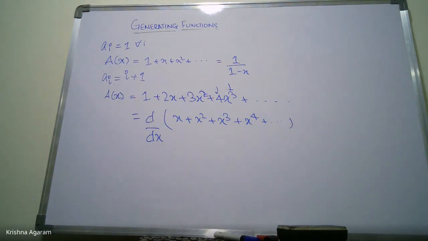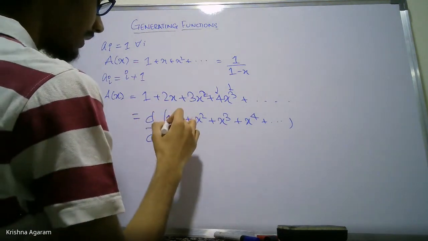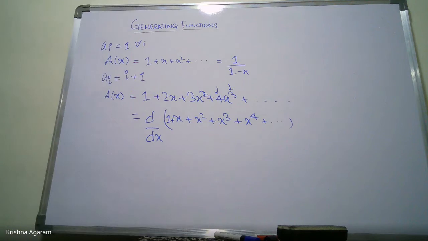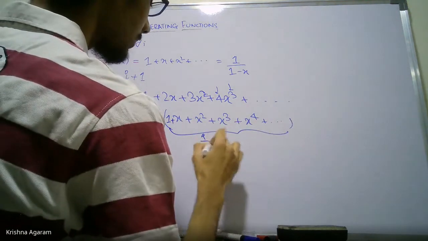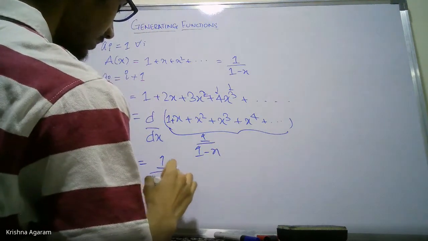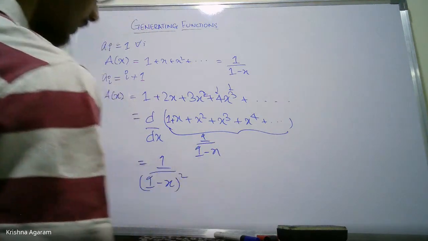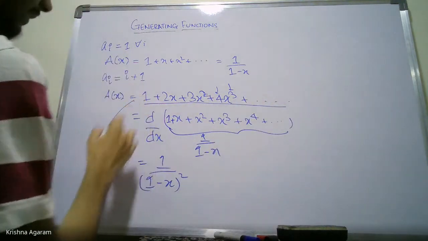So now we can sum up this just so that it's even more convenient. We'll add a 1 plus here. It doesn't change the value. And this value is just 1 over 1 minus x. So its derivative is just 1 over 1 minus x squared. Okay. So this function here is this.